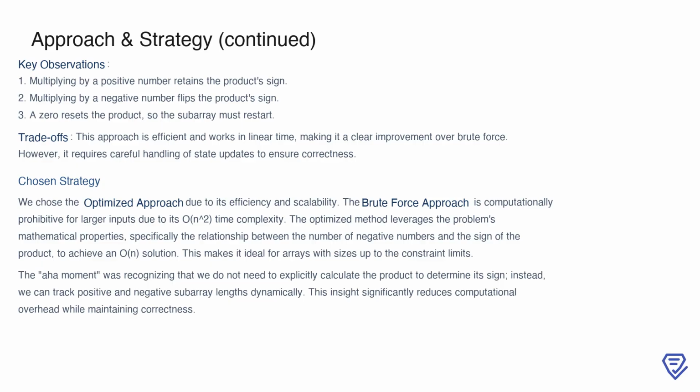The key breakthrough was realizing that we don't need to calculate the product explicitly to determine its sign. Instead, dynamically tracking the lengths of subarrays with positive and negative products allows us to minimize computational overhead while still solving the problem correctly and efficiently. This makes the optimized strategy not only elegant but also highly practical for real-world constraints.